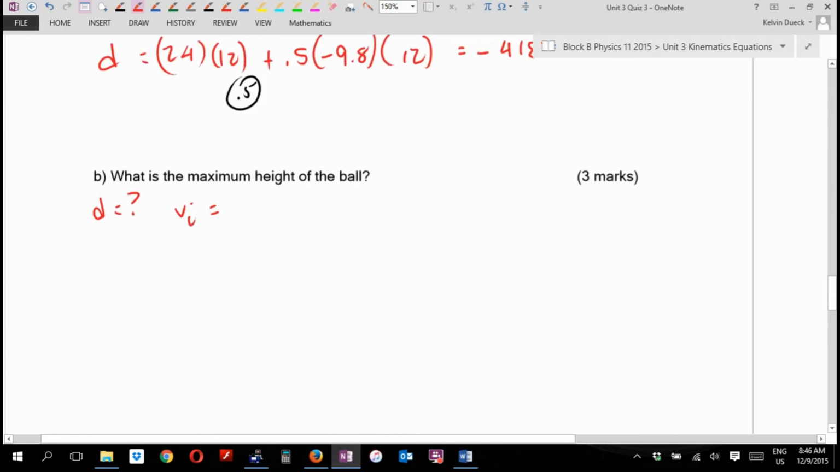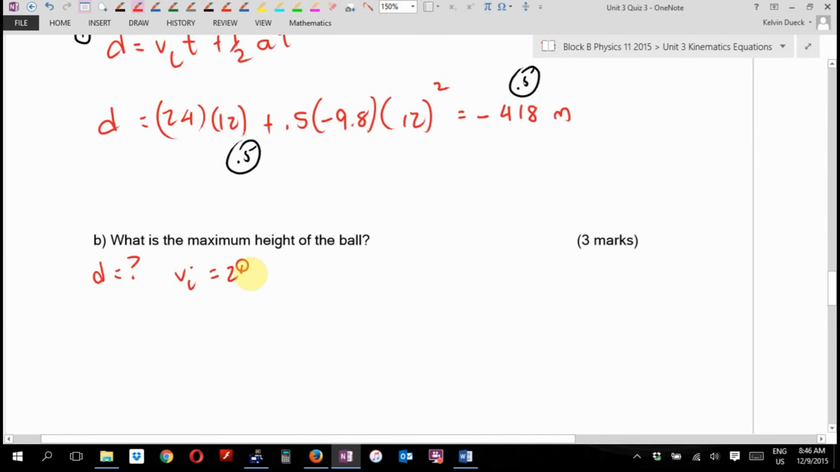VI was, what was VI? 24. A was negative 9.8. Can I use a time of 12 seconds here? Can I use time equals 12? No, because the 12 was going up, coming all the way back down and hitting the ground below, past the cliff. I don't know how long it took to get to the top, so I can't use T.